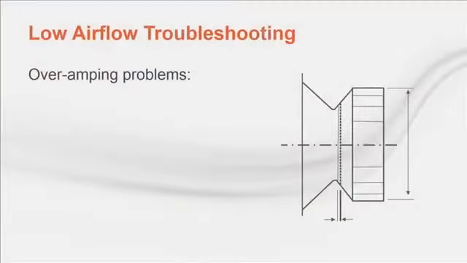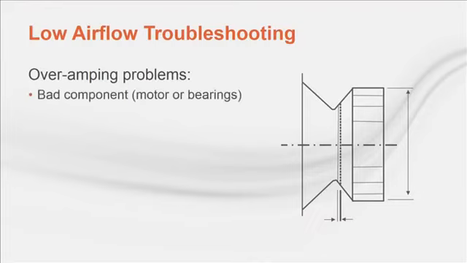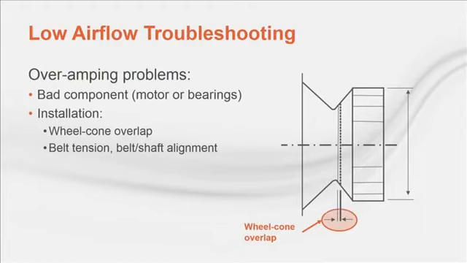Another cause of low airflow is the result of an electrical system that has been maxed out. If the system seems to be operating as expected, but the current is higher than expected, there are a few problems to consider. It is possible that there's a bad component. A bad bearing or a bad motor could cause higher than expected power draws. Installation issues like wheel cone overlap and an over-tightened belt can also cause additional power losses.